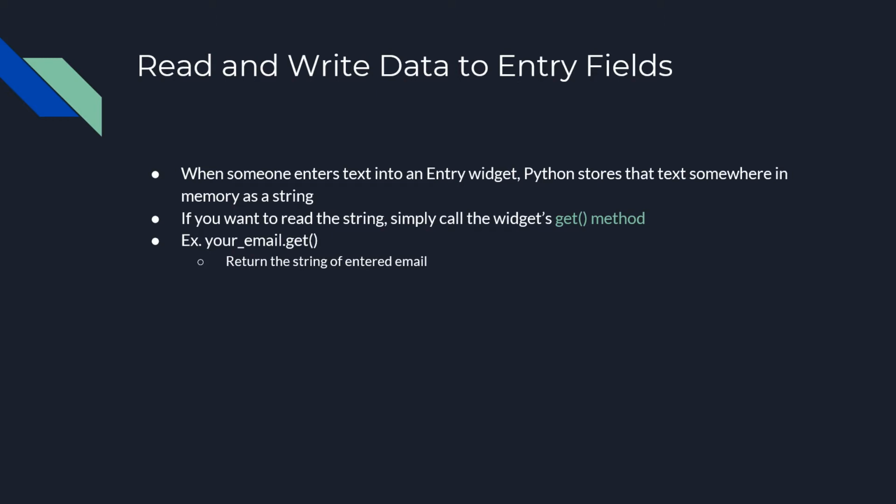Now that we have learned how to write down the line of code for requesting the users to enter their text, let's find out how to read and write data to entry fields. When someone enters text into an entry widget, Python stores that text somewhere in memory as a string. If you want to read the string, you just need to call the widget's get method. For example, if we write down the code your_email.get(), it returns the string of the user's entered email.